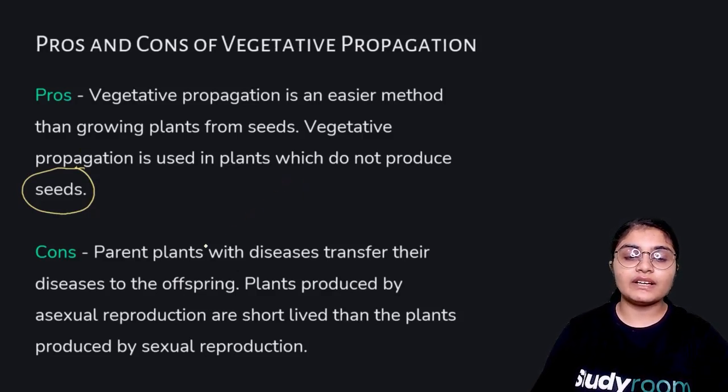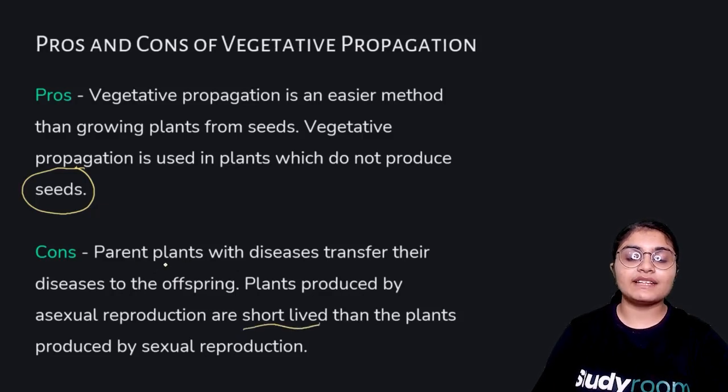And what is the disadvantage, or what is the cons of vegetative propagation? Parent plants with diseases transfer their diseases to the offspring. Okay, so the plants produced by asexual reproduction are short-lived compared to the plants produced by sexual reproduction. So when the plants are produced by seeds or by means of sexual reproduction, then those plants live longer. But these plants which are grown with the help of asexual reproduction, they are short-lived.